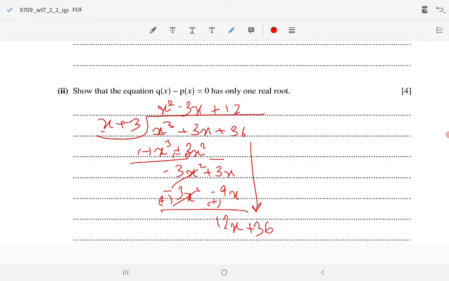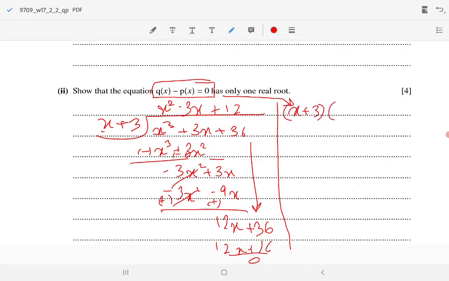This is going to be 12x plus 36, yeah. So this equation is equivalent to this: x plus 3 multiplied by x squared minus 3x plus 12, which is equal to 0.